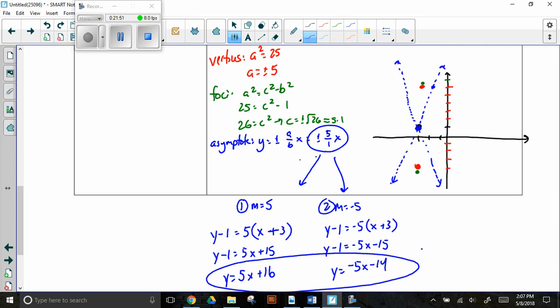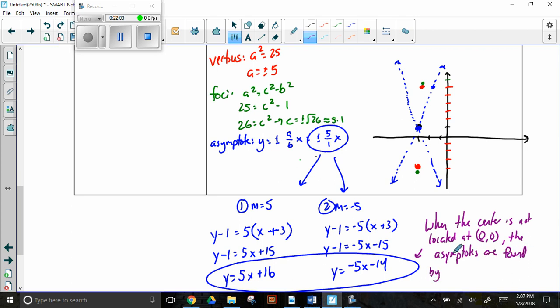So a little note here. When the center is not located at 0, 0, the asymptotes are found by using point-slope form. So that's something to keep in mind as you go through different problems. If the center of your hyperbola is not 0, 0, your asymptotes can only be found by using this structure. And then last but not least, we have to draw our graph, which looks something like this. And as the same as yesterday, your focus is always located inside of your hyperbola.